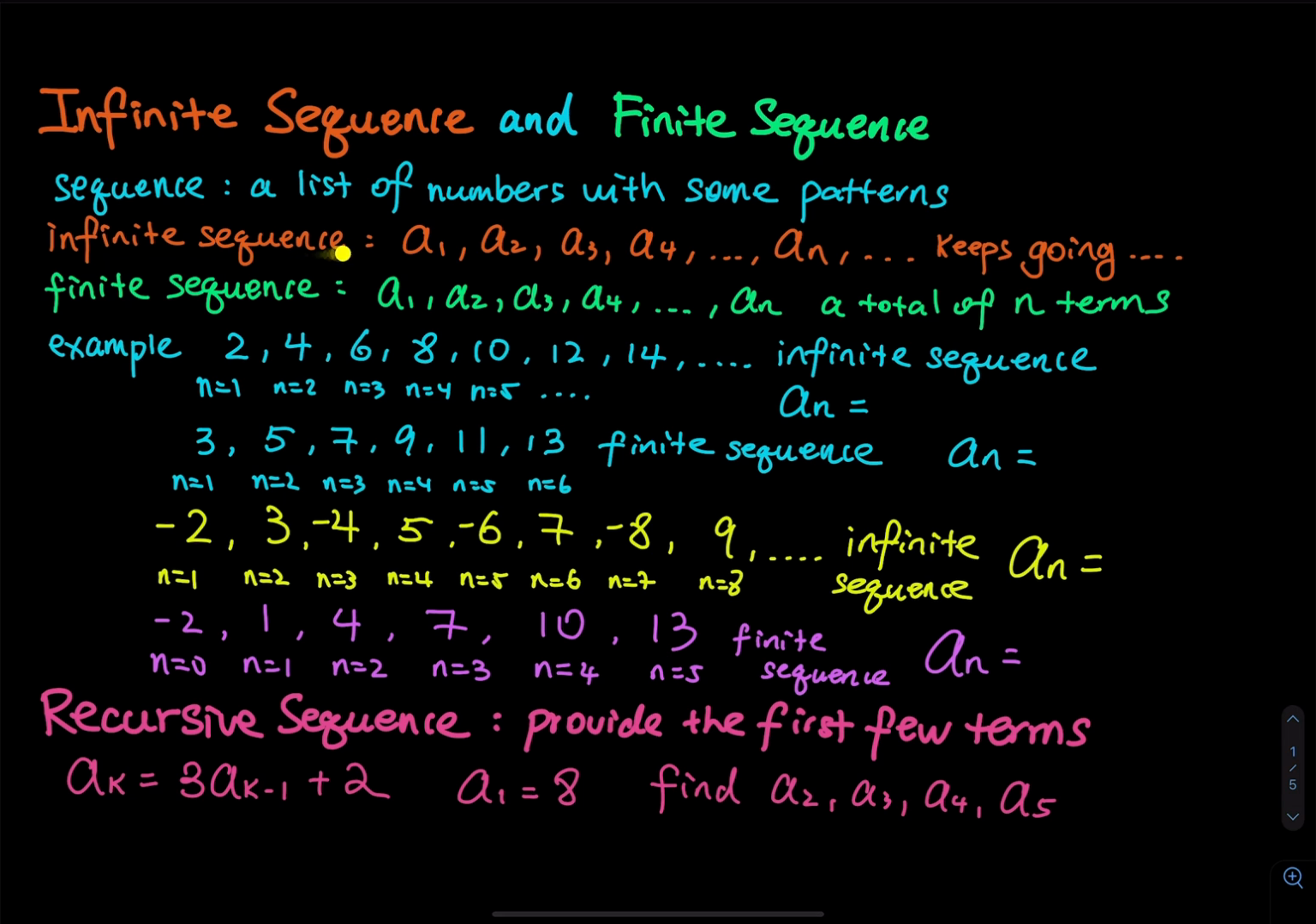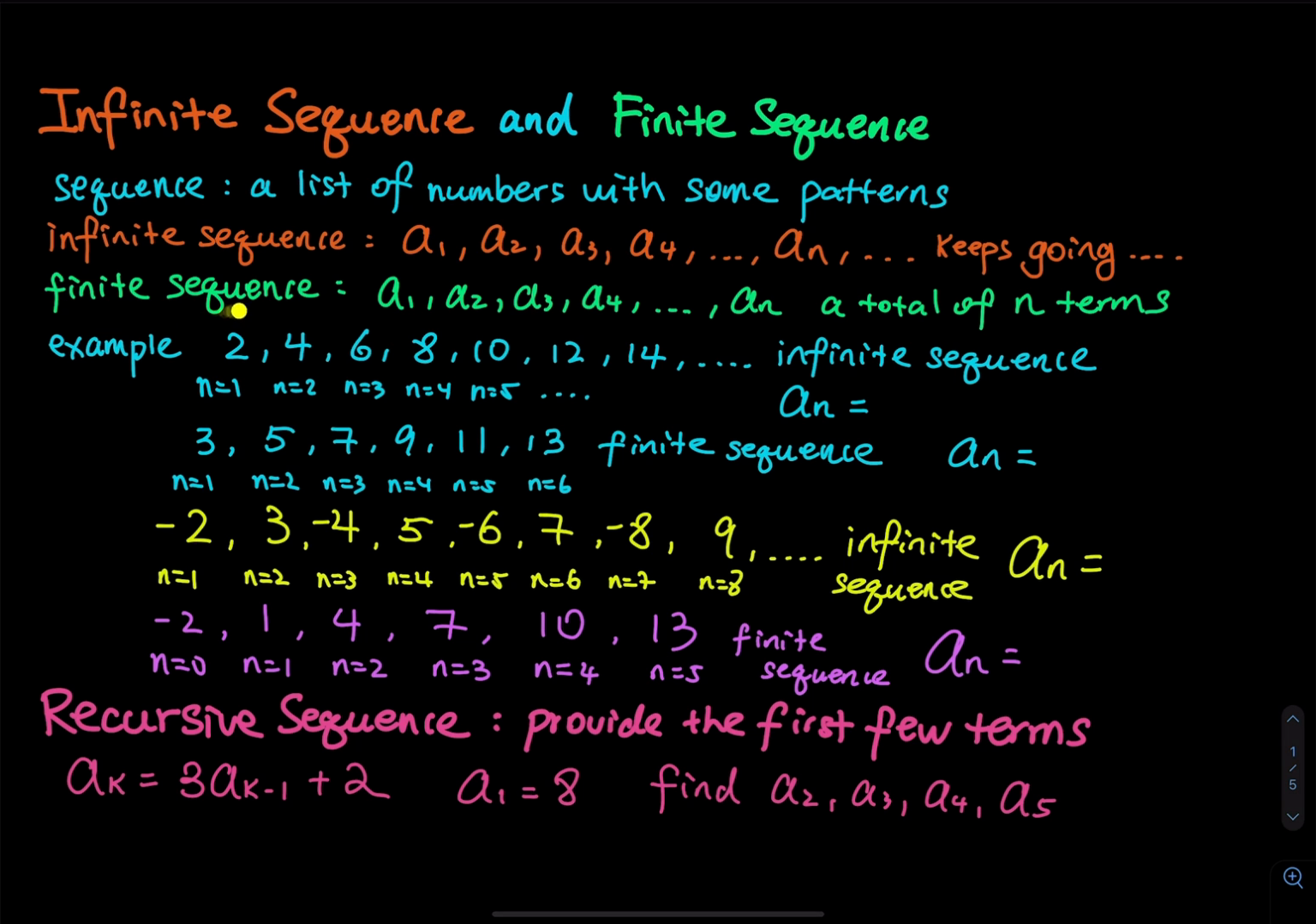For an infinite sequence, we start at the first term. That is A1, the first number in that sequence, and then A2, A3, A4, A5, all the way to AN. Since this is infinite, we just keep on going forever.